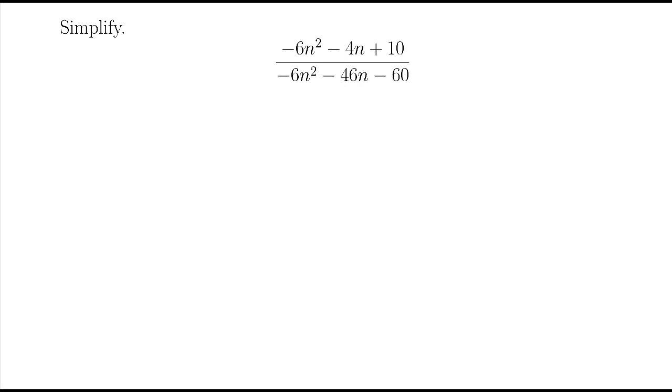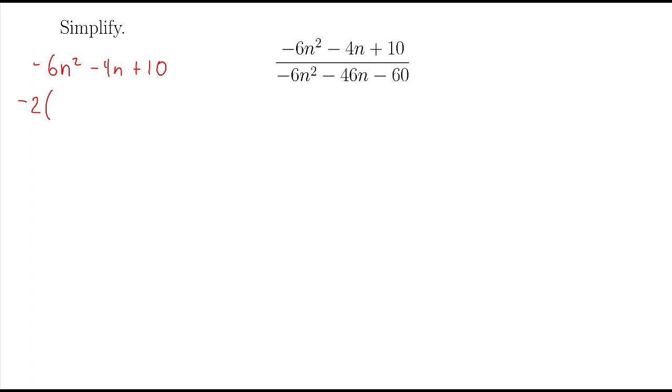The first thing I notice about the numerator, negative 6n squared minus 4n plus 10, is that all three terms have a coefficient that's divisible by 2. 2 is a common factor. And it's good practice, if the number attached to the n squared term is negative, to factor out a negative with it. So instead of taking out just 2, I'm going to factor out a negative 2.